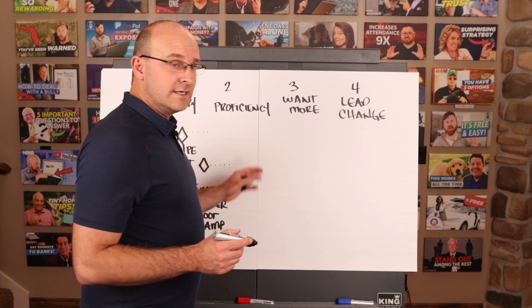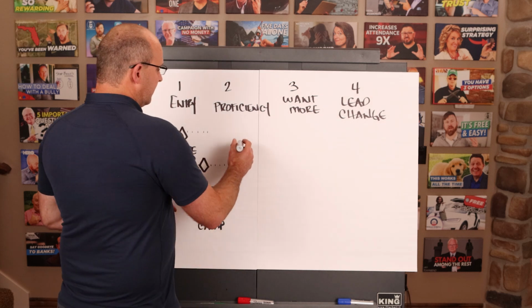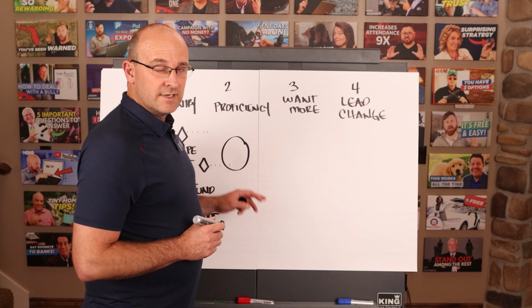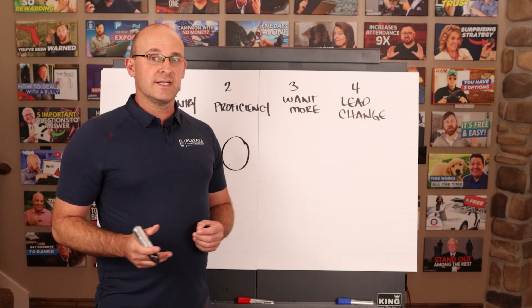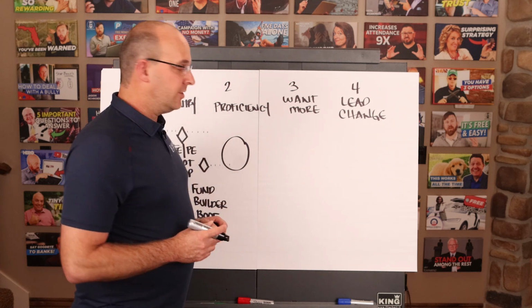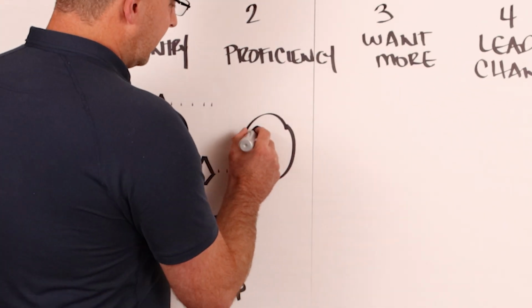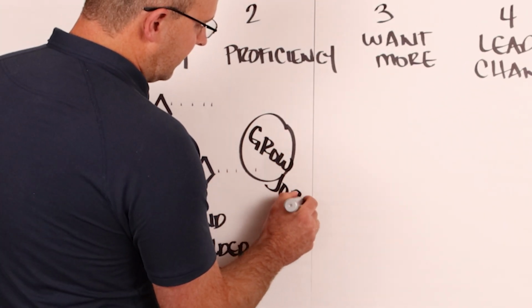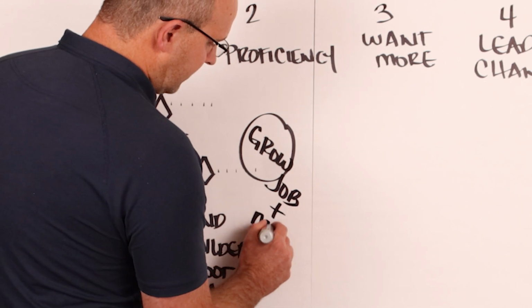All right, so now we get into the proficiency stage. This right here is where you're going to be doing a lot of the transitioning from being an assistant to the main role. And I think that really needs to be your focus in here. This needs to be growing on the job, and I would say plus a mentor, okay?